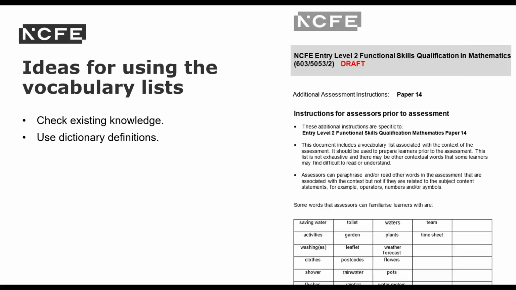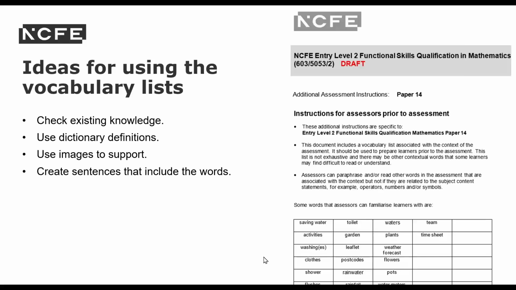Your learners could use dictionary definitions. So if there are any words that they weren't familiar with, they could go to a dictionary and look up a dictionary definition. You might want to use images to support. So perhaps you could give your learners these words and they could do an internet search and try to find images that show what each of these things mean. They might want to create sentences that include the words. And again, that will help with showing that your learners actually understand the context of those words, and what those words might mean, and that they have a proper, full understanding of those particular words.